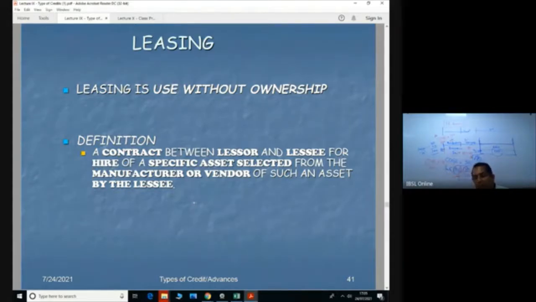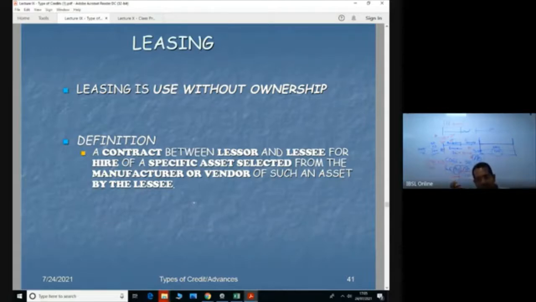It is not a fully payout lease. By the end of the period, everything may not be covered. You can give it to someone else for another period, right? In an operational lease, maintenance is the problem of the lessor. In a financial lease, maintenance is the problem of the lessee, the customer. And that is the difference between an operational lease and a financial lease.